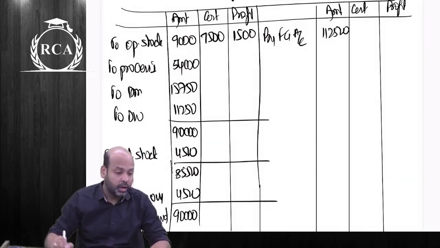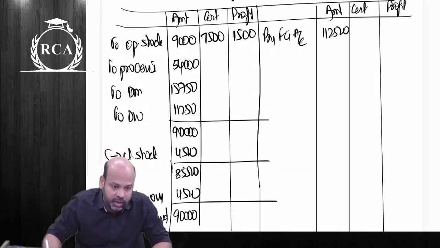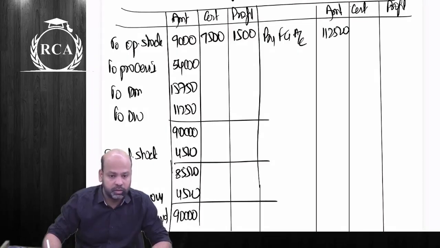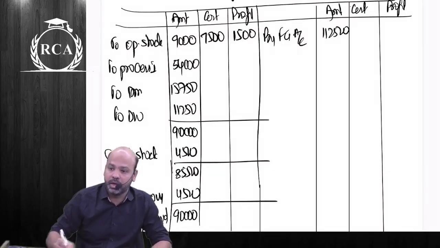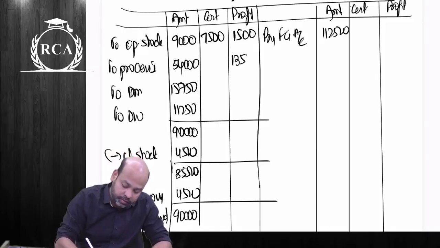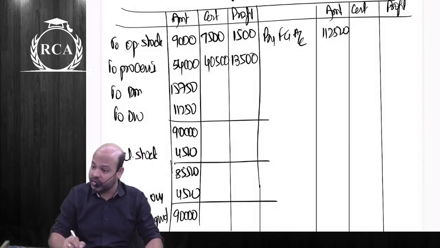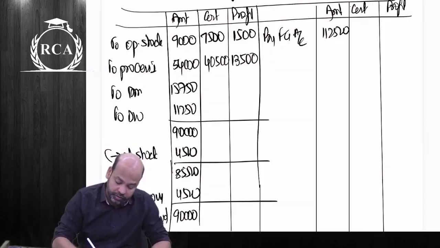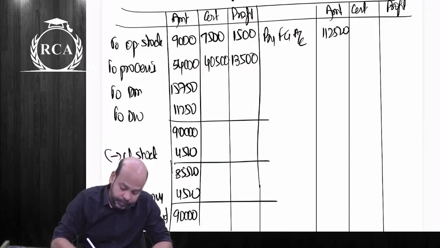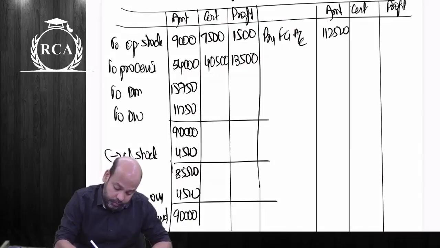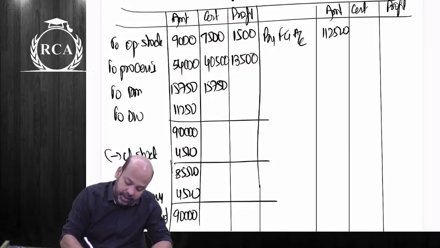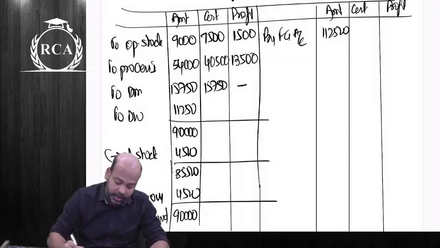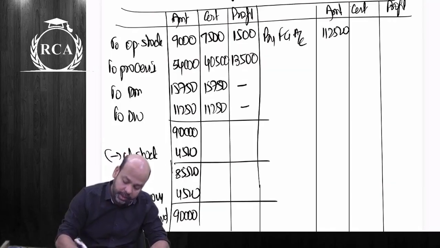7,500. Process 1 से जो inventory आ रहा है 54,000, is that entirely cost to the entire organization or is there a profit element included in it? How much is the amount of profit element included? 13,500. The cost of that is 40,500 to the entire organization. Direct wages and direct material 15,750. Will there be any profit markup included in that? I'll write 15,750 entirely in the cost column. Direct wages directly in the cost column.